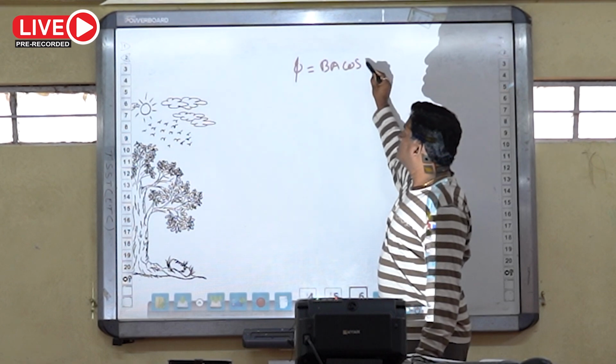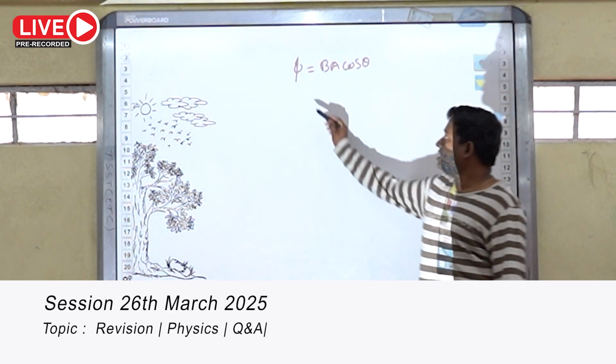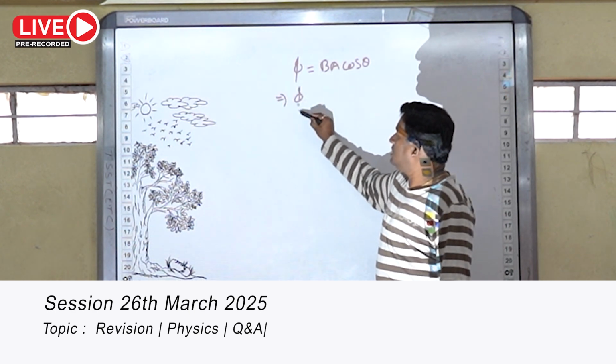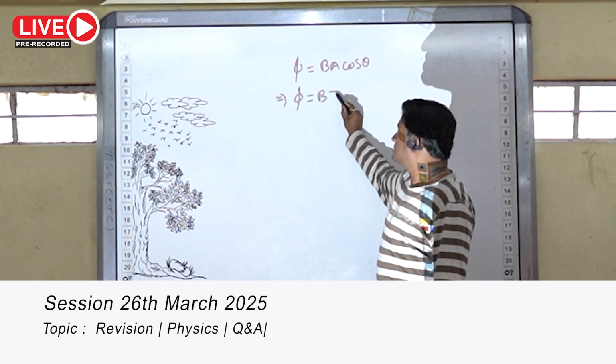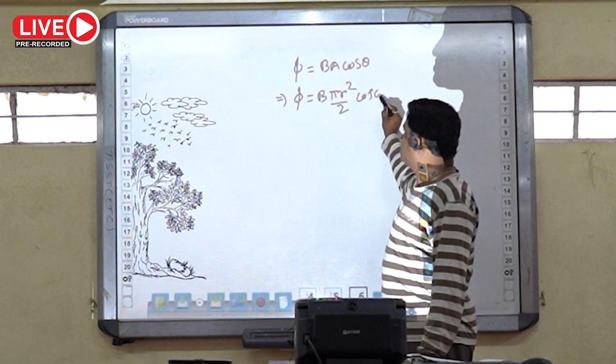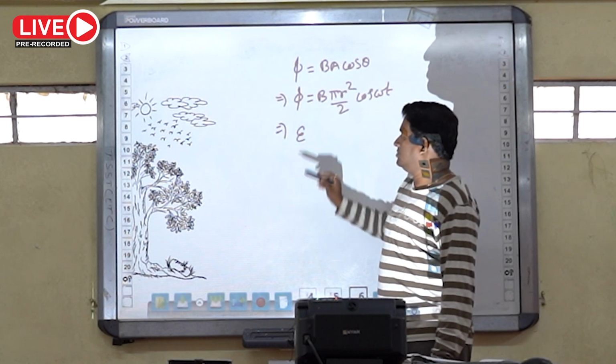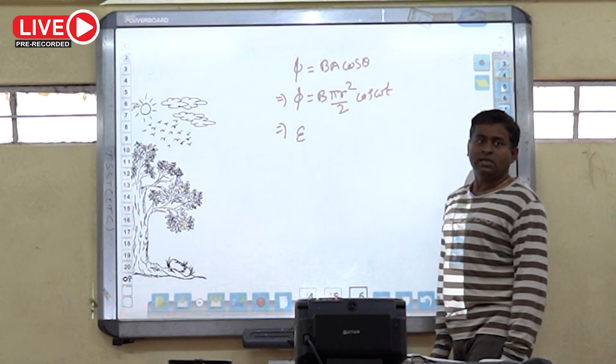cos theta. Okay. Now this can be written as phi equal to B, semicircle means pi r square by 2 cos omega t. Then you can calculate E equal to minus d phi by dt.